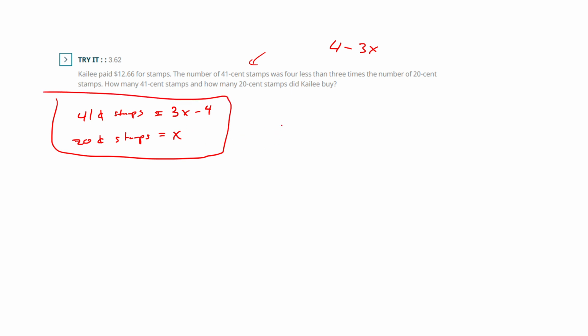Okay, my dictionary is ready. So I've got 0.41 times 3x minus 4 and 0.2. So just the value of the stamps adds up to the total value. That's amount of money, that's an amount of money, total money. So we got 3 times 0.41. So distribute to both.